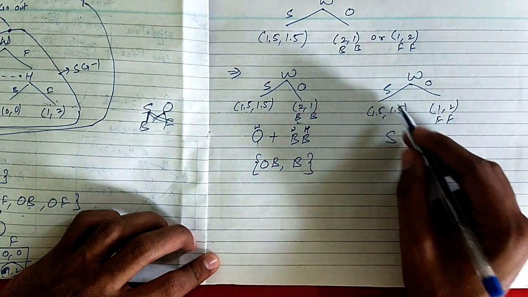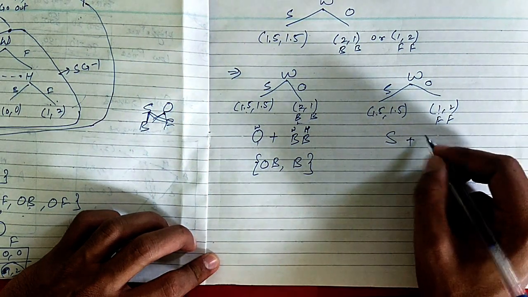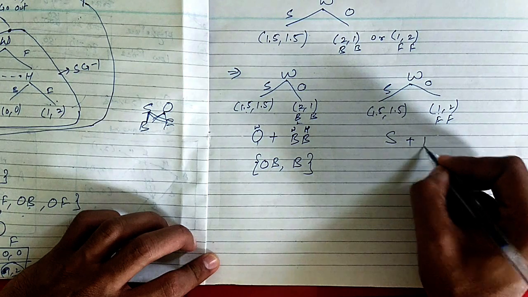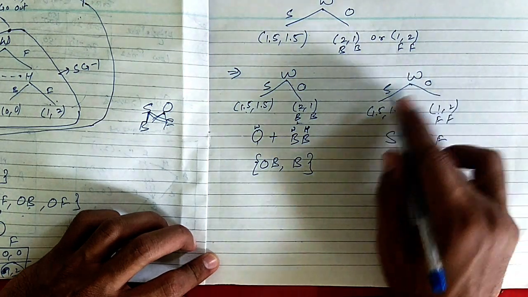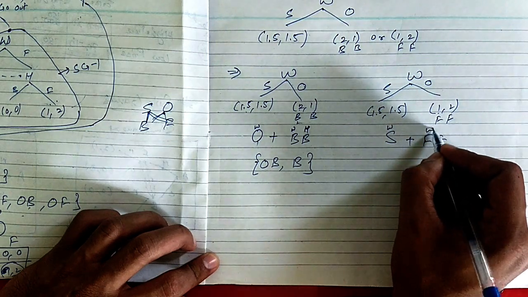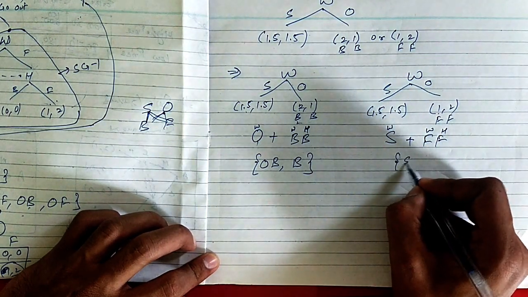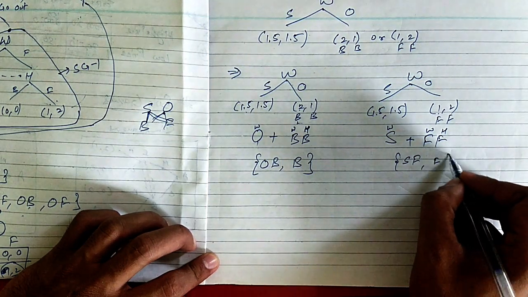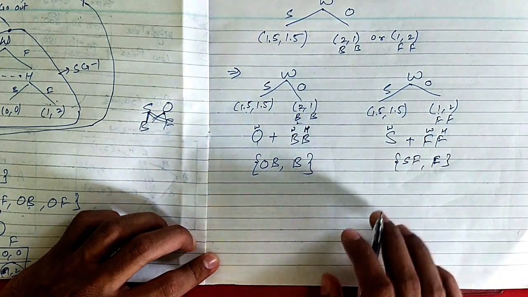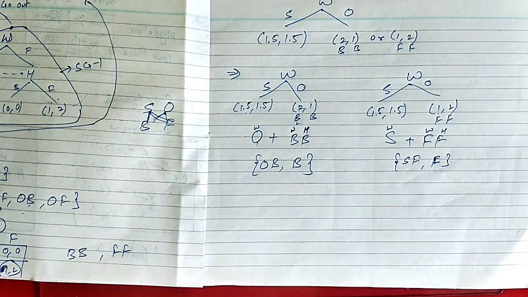Okay, so S, and similarly, what is the solution of the SG1? That is FF. Also, you can write directly from here. So this is for wife, and this is for husband. So if you write from here, you will get SF comma F. Okay, so now your answer is solved.